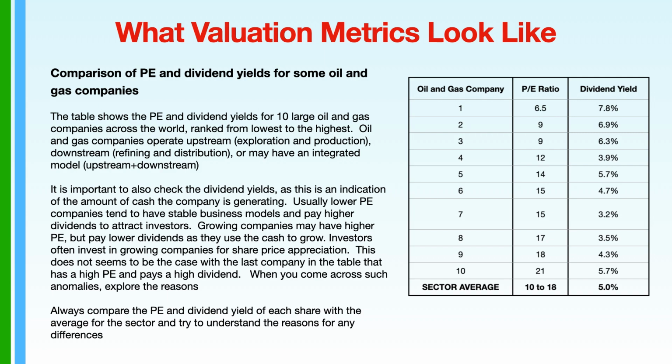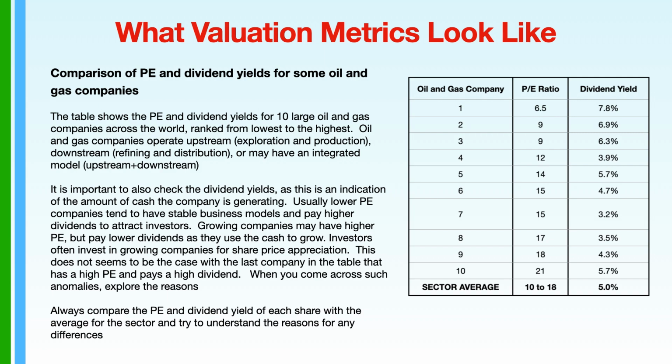It is important to also check the dividend yields, as this is an indication of the amount of cash the company is generating. Usually, lower PE companies tend to have stable business models and pay higher dividends to attract investors. Growing companies may have higher PE but pay lower dividends as they use cash to grow. Investors often invest in growing companies for share price appreciation. This does not seem to be the case with the last company in the table that has a high PE and pays a high dividend.